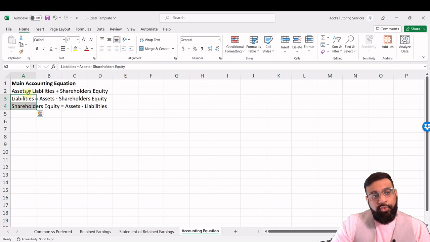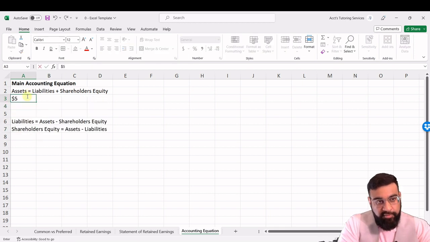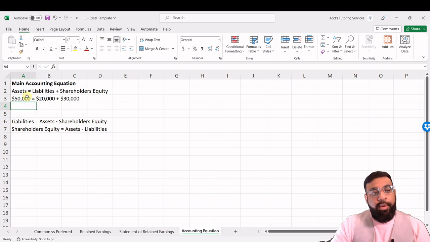Correct? So let's just do a quick example. Let's say the assets of a business are 50,000. If the liabilities are 20,000, then shareholders' equity must be 30,000, because remember, this must always remain in balance. 20,000 plus 30,000 equals 50,000.